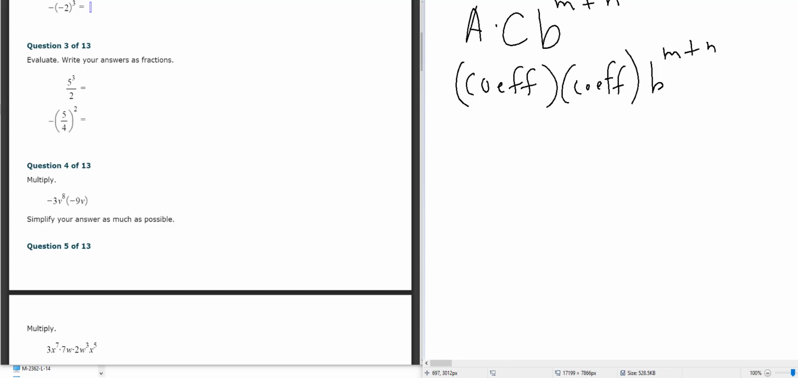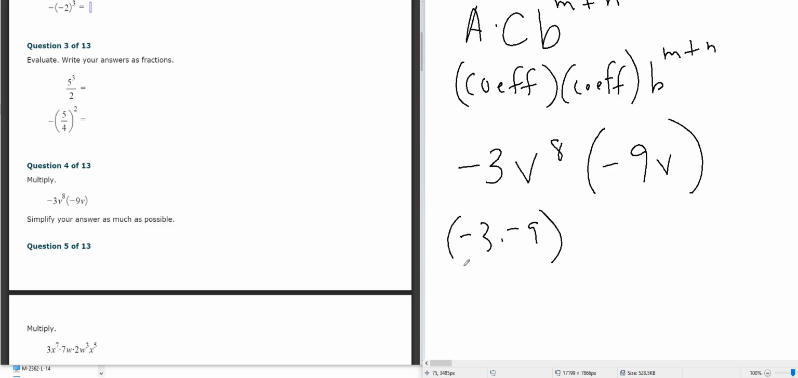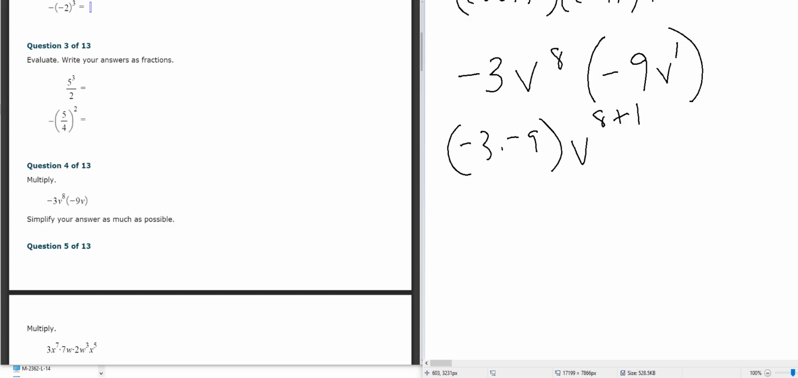Now that will help us do question number 4. So here's question number 4. Negative 3v to the 8th, parentheses mean to multiply, times negative 9v. So I'm going to multiply negative 3 times negative 9, and it's going to be v to the 8 plus 1, because there's a 1 understood exponent there. That's going to give me 27v to the 9th.